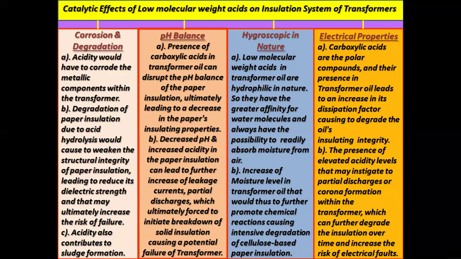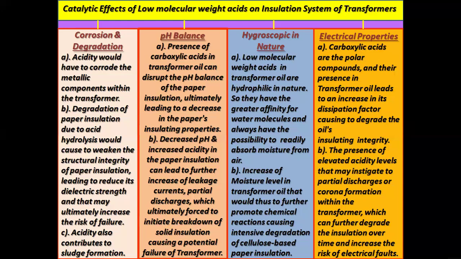2. pH balance. A. The presence of carboxylic acids in transformer oil can disrupt the pH balance of the paper insulation, ultimately leading to a decrease in the paper's insulating properties. B. Decreased pH and increased acidity in the paper insulation can lead to further increase of leakage currents and partial discharge, which ultimately initiate breakdown of the solid insulation, causing a potential failure of the transformer.